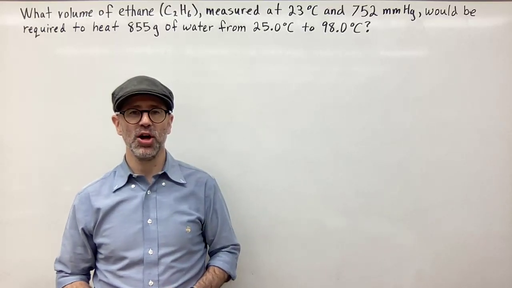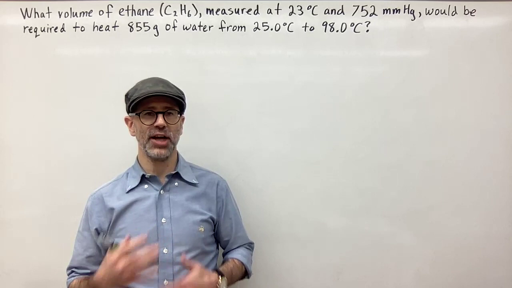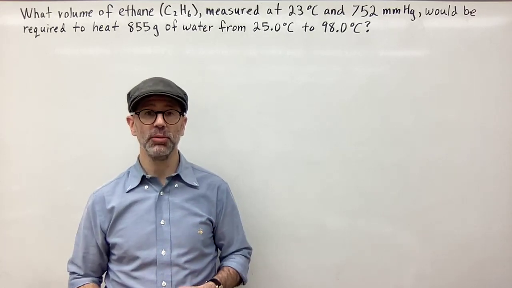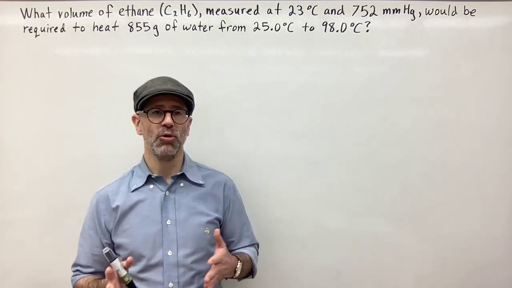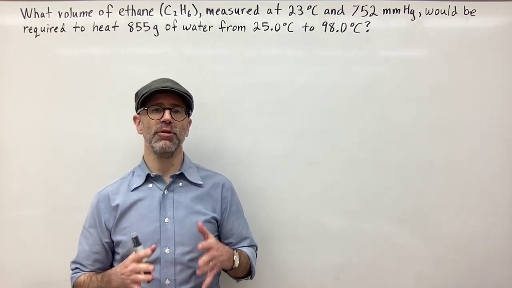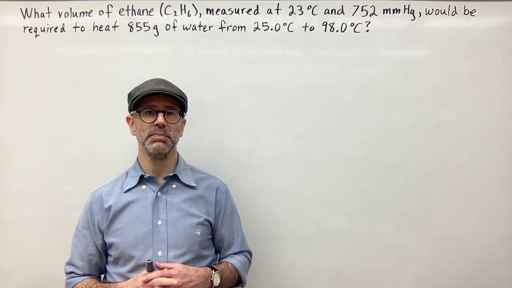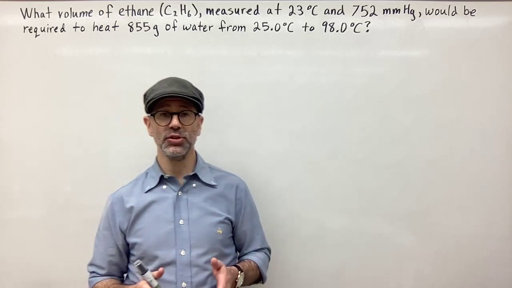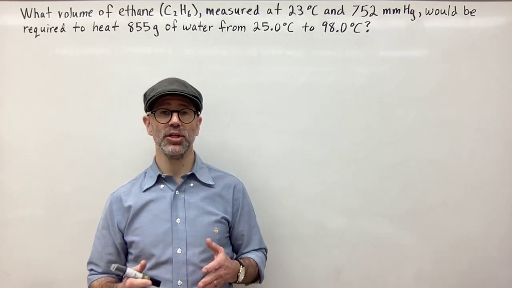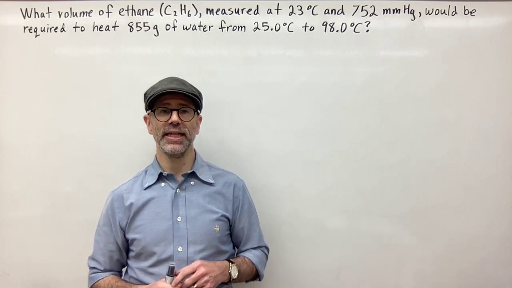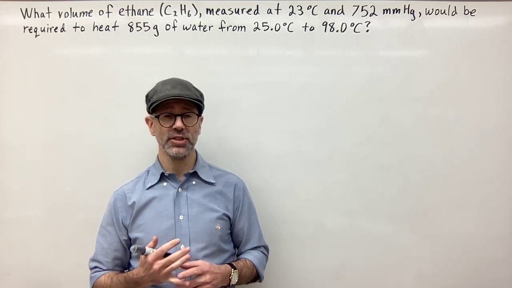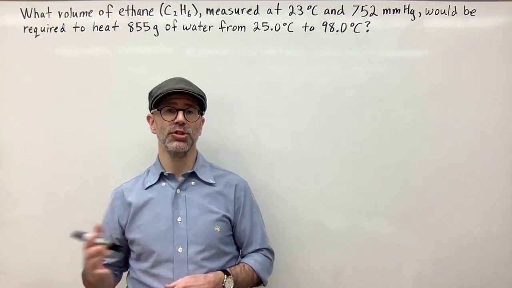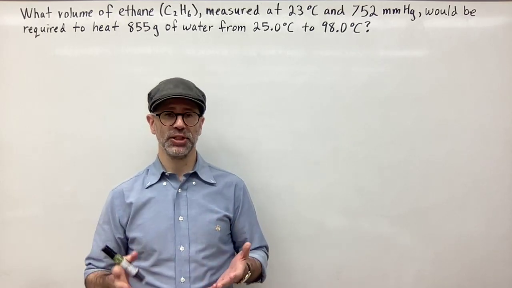My name is Mr. Kovalt, and in this video I'm going to go over another calorimetry problem, or heat transfer problem. So let's get into this. In this problem we're asked what volume of ethane, C2H6, measured at 23 degrees Celsius and 752 millimeters mercury would be required to heat 55 grams of water from 25.0 degrees to 98.0 degrees. So let's get into this.